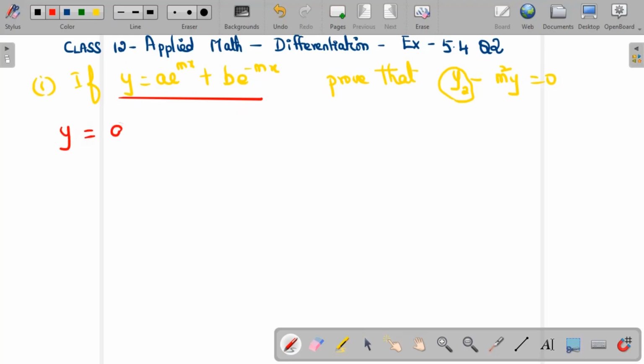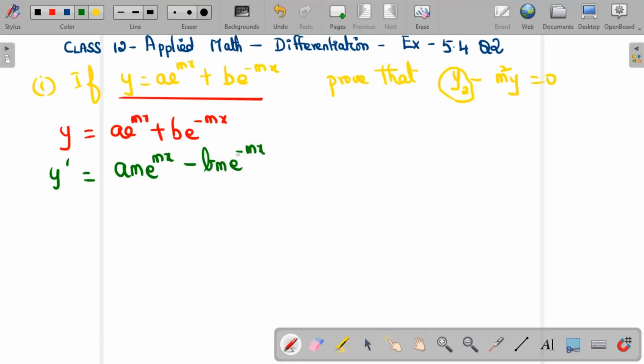So y is given to be a e power mx plus b e power minus mx. So first to differentiate, y dash is equal to a is a constant, so a m e power mx. This is the differentiation of e power mx is m e power mx. There is a constant, so I placed it here. Plus b into e power minus mx will be a minus b m e power minus mx, because differentiation of e power minus mx will be minus m e power minus mx. There is a coefficient of b, so that is also placed here.